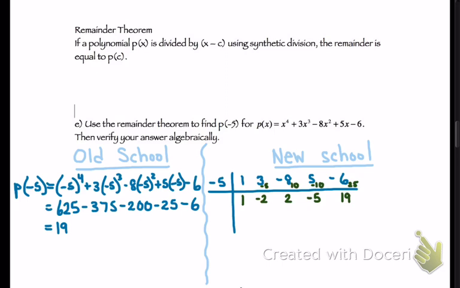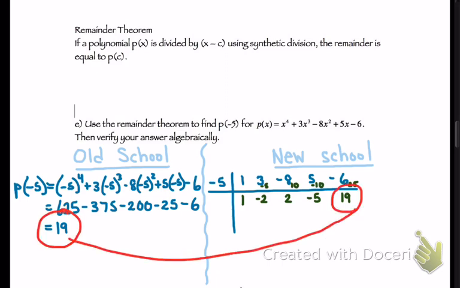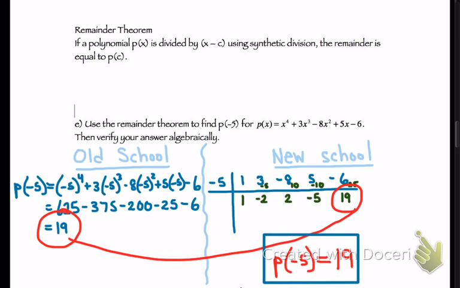Notice, our old school way, we got positive 19 as the answer. My new school way, look at that. My remainder is my answer. So what do you think? What do you think the remainder theorem is? Oh, look at that. So I know when using the remainder theorem, my answer is going to simply be just the remainder.